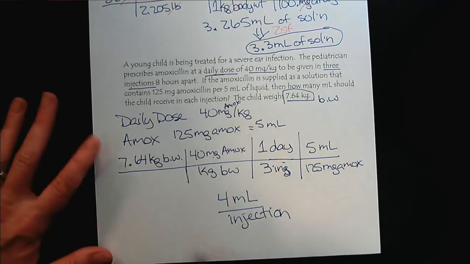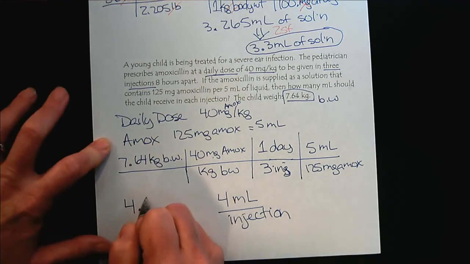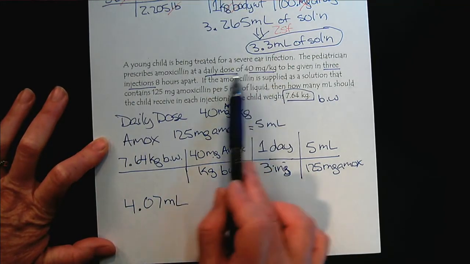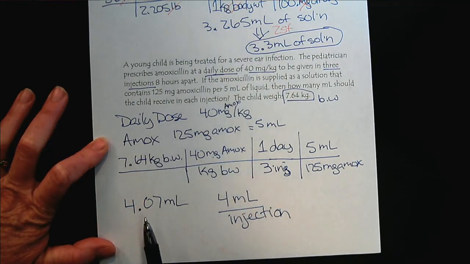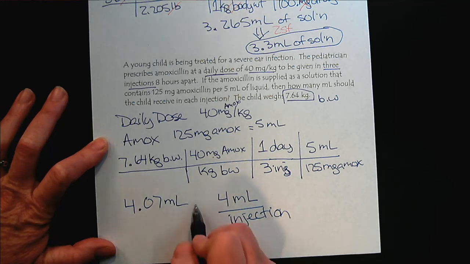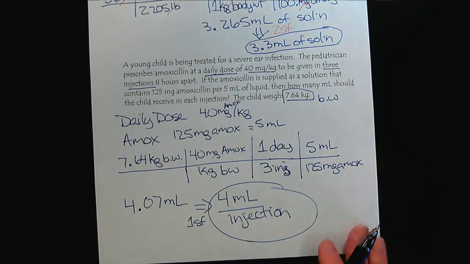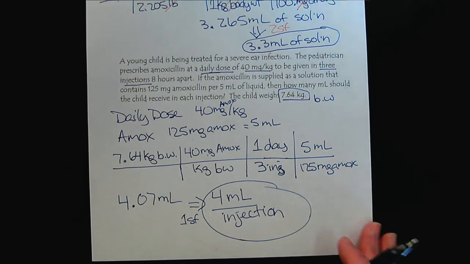The calculator gave us 4.07 milliliters, and if we look at our data, we have 1 sig fig in several places, so 1 sig fig. So there we go. There's a practice with a slightly different type of question.